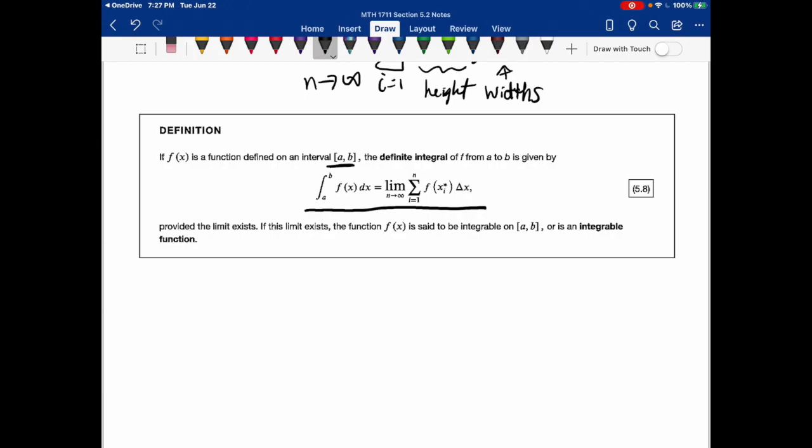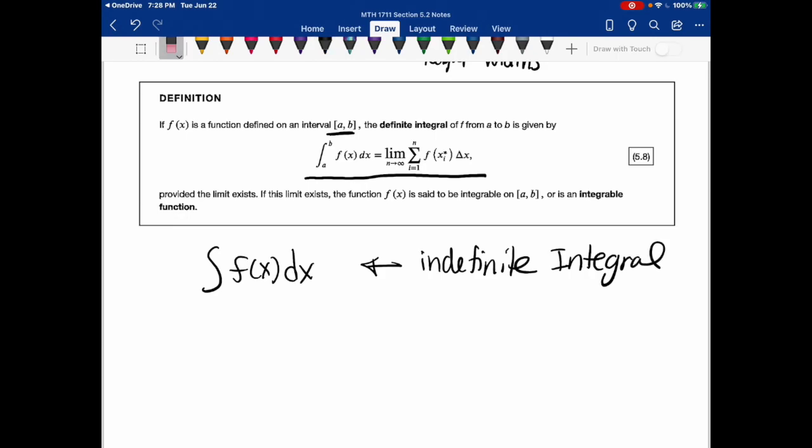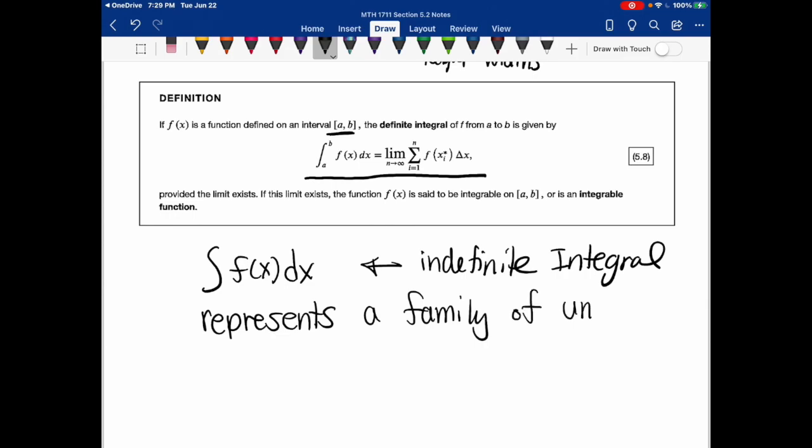Now, at the end of chapter 3, we discussed what's called the antiderivative. And we used this symbol for the antiderivative. And this was called an indefinite integral. Now, the difference between an indefinite integral and a definite integral is that the indefinite integral represents a family of functions. When we integrate f of x dx, what we're doing is we're finding the antiderivative, and remember, when we take that antiderivative, we get the function capital F of x plus some constant c. So this is a whole family of functions.